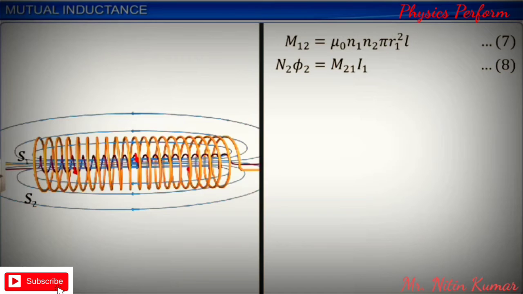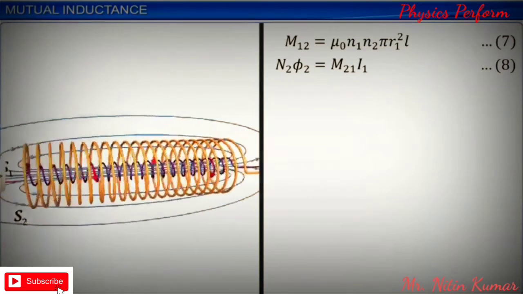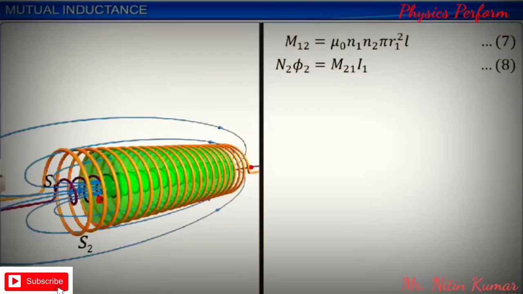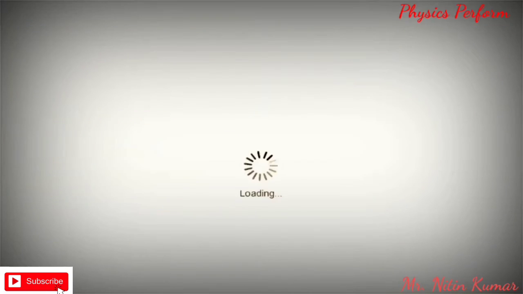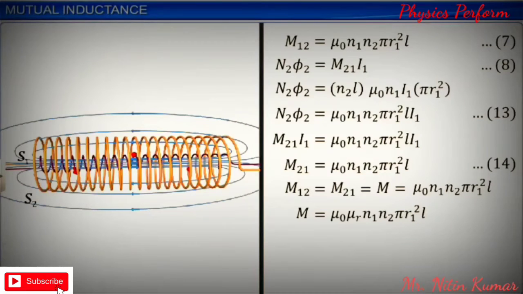Note that the mutual inductance is neither dependent on the current nor the magnetic flux. It is dependent on the geometrical dimensions of the solenoid. This expression is true when the medium within the solenoids is air. If the medium within the solenoids has relative permeability mu r, then M is equal to mu naught mu r N1 N2 pi R1 square L. This equality M12 is equal to M21 holds good for long coaxial solenoids and is far more general.